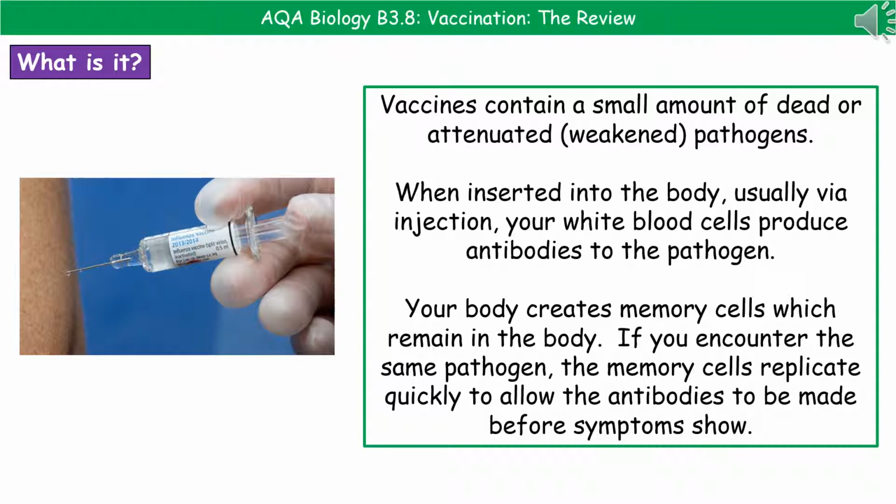Once we've been exposed to this vaccination, your body is going to create a special kind of cell called a memory cell. Those will just remain in the body, so that if we then encounter that same pathogen at a later stage, the memory cells replicate really quickly and produce the antibodies. That means we can make those antibodies before the symptoms show and deal with the pathogen before we get ill.